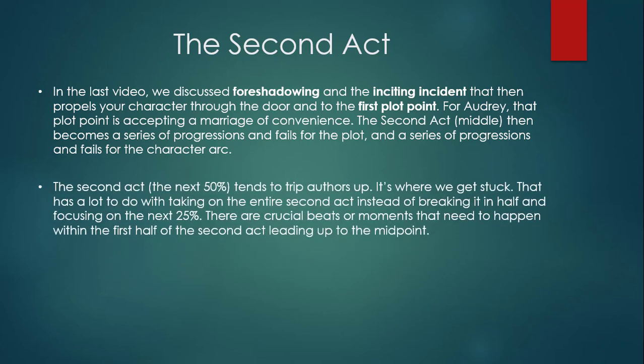The second act, the next 50%, tends to trip authors up. This is where we all get stuck, where maybe writer's block hits. We just don't know how to structure the middle. We can get the beginning down. We know what the ending's going to be like. We just don't know how to take our character on that journey. So that has a lot to do with taking on the entire second act instead of breaking it in half and focusing on only the next 25%.